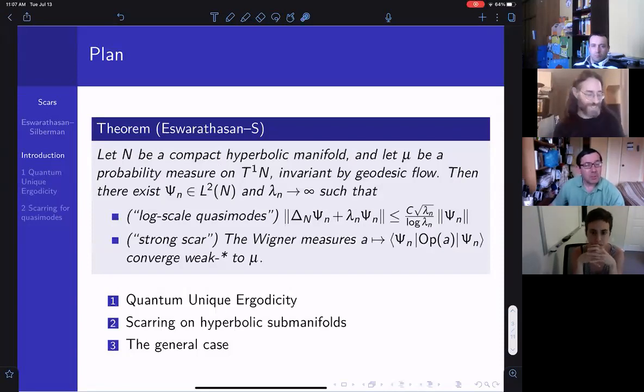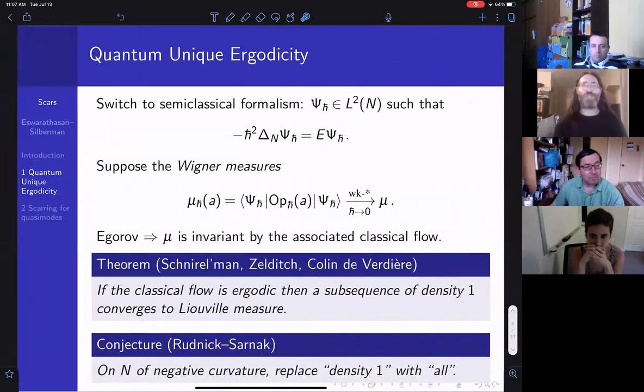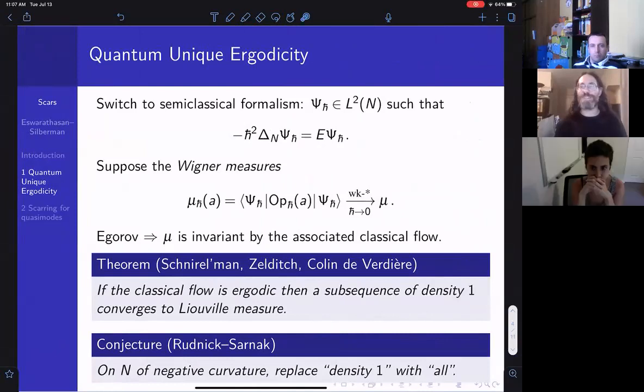Okay, thanks. So first of all, I'm going to switch to semi-classical formalism. I guess I come from physics; in some ways it's easier to think about it this way. So instead of thinking about eigenfunctions of the Laplacian with the eigenvalue going to infinity, I'm going to add this parameter h bar squared. And so in some sense, the eigenvalue E is going to be fixed and h bar is going to go to 0. I just shifted the eigenvalue to the other side.